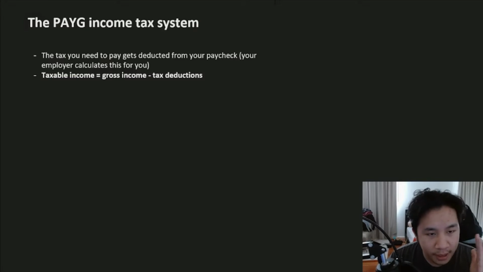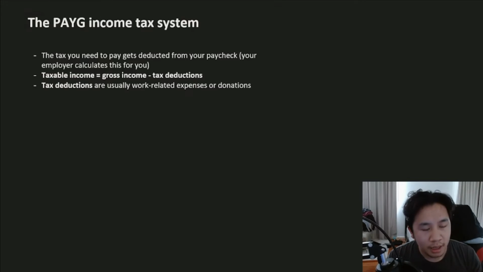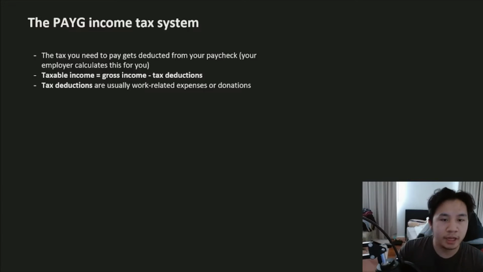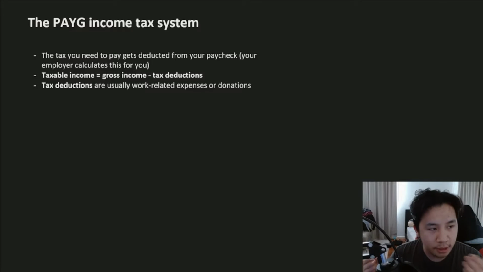Also, they calculate how much tax you have to pay based on your taxable income, which is essentially your gross income. So how much money you gained in total for the whole year, minus any tax deductions. And if you don't know what tax deductions are, they're essentially work-related expenses or donations that you can use to reduce the tax you need to pay.